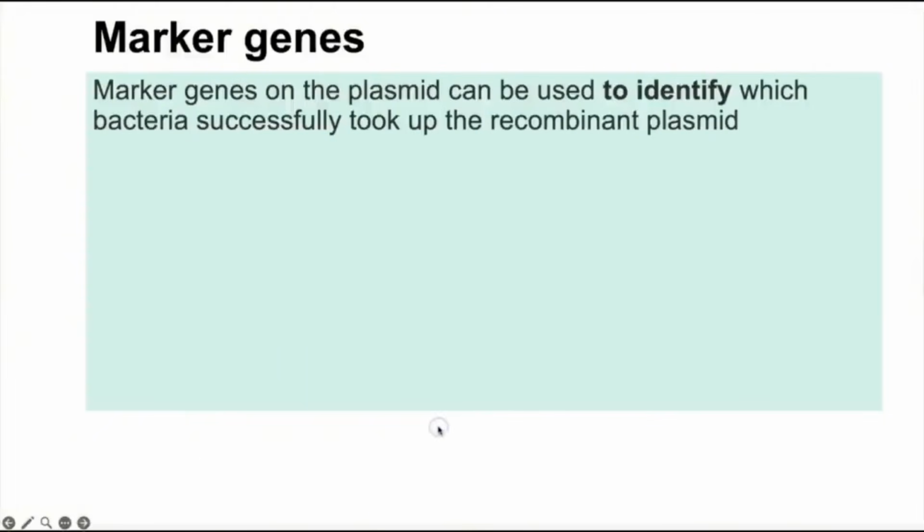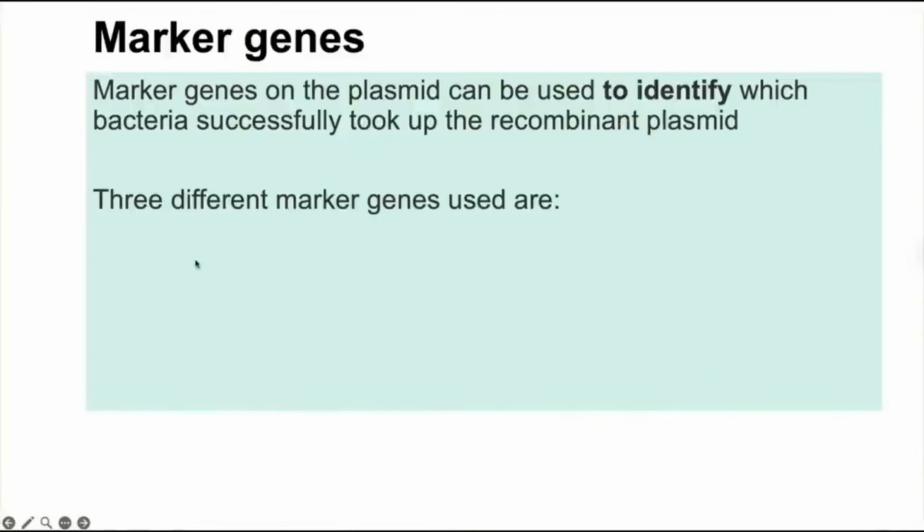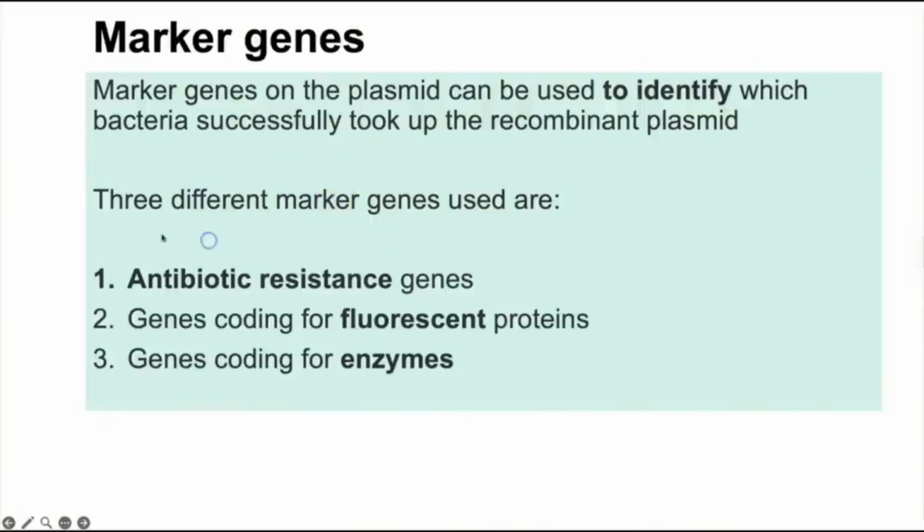And that's done using something called marker genes. And marker genes are on the plasmid and used to identify which bacteria have taken up the plasmid. There's 3 marker genes that are typically used. Genes that are coding for antibiotic resistance, genes coding for the creation of proteins that fluoresce, so they go bright yellow or green, particularly under UV light, and genes coding for enzymes that can catalyze reactions causing colour changes.